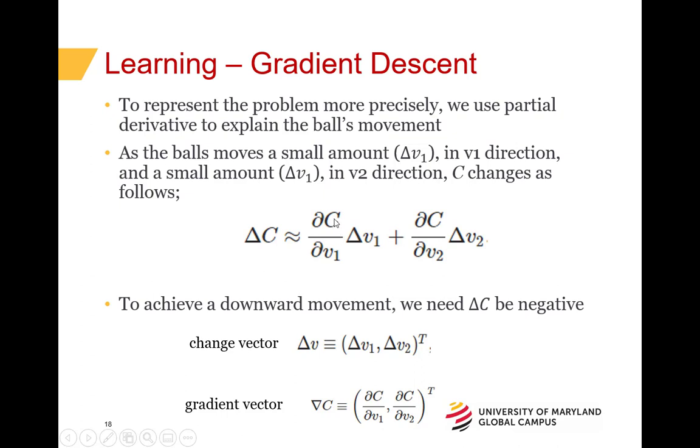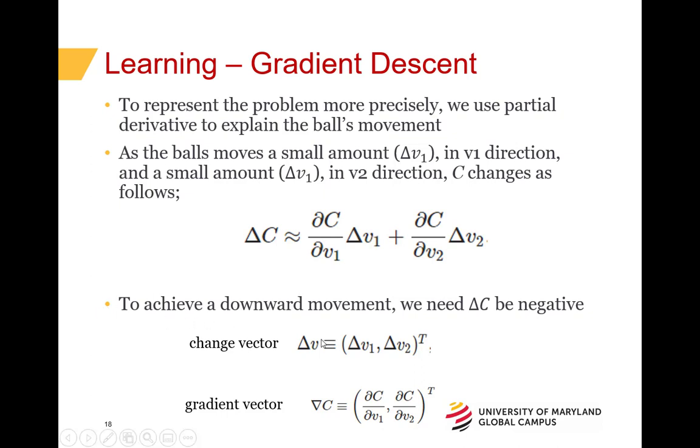So the partial of the cost function with respect to the change in v1, okay, and the partial derivative of the cost function with respect to the change in direction 2 or v2, okay. Now we call that the change vectors because there is a magnitude of change. It's the amount of the movement. Also, there is a direction aspect of that, right? In what direction, by what amount the ball moves, okay?